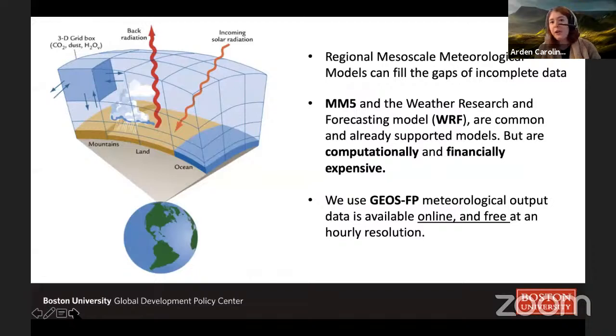And there already exist models that are coupled with Airmod, which are basically MM5 and the Weather Research and Forecasting model known as WRF. But these are both computationally and financially expensive to run. So if we're looking at an open source practice that could be easily applicable anywhere in the world, this is not the best option. So what we chose to use was GEOS FP, which is a meteorological data product available online for free at an hourly resolution that's updated in near real time.